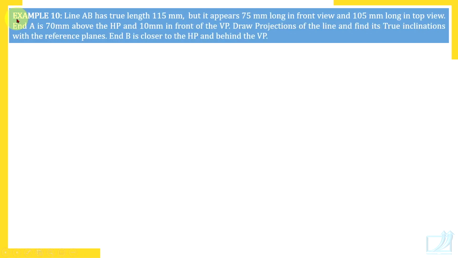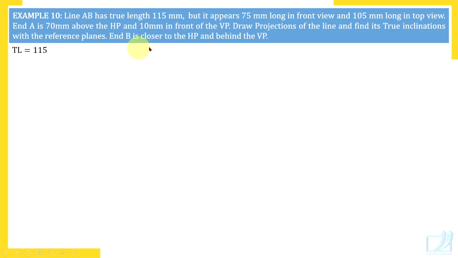Read this problem. A line AB has true length 115 millimeters, but it appears 75 millimeters long in front view and 105 millimeters long in top view. And A is 70 millimeters above HP and 10 millimeters in front of VP. Write this information on paper properly.